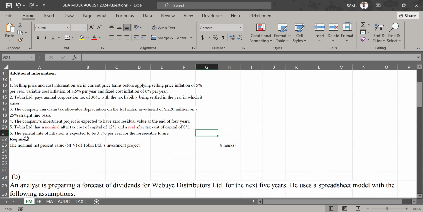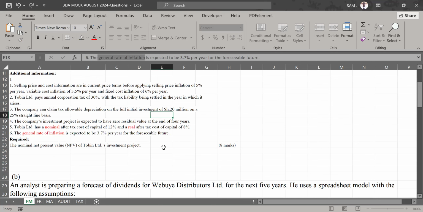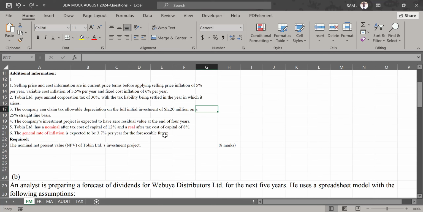Now, tie the three notes, note 1, note 5, note 6, and then combine it with the general inflation rate. And now you realize that the examiner wants us to do some adjustments for inflation. And as a financial management student who has also passed advanced financial management with flying colors, you should be very, very, very good with this adjustment. Required: the nominal net present value of Tobin Limited's investment project.